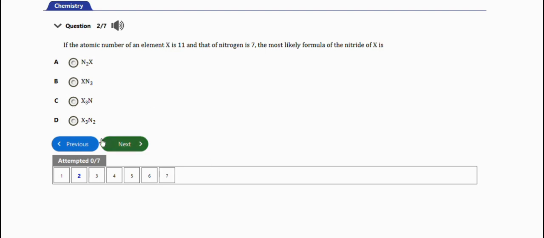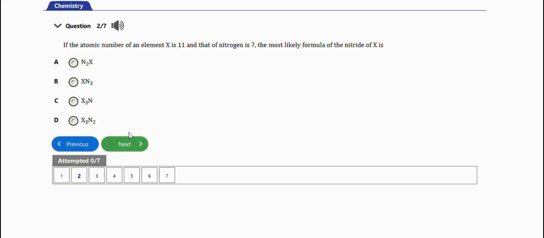So sodium gave the 3 electrons nitrogen is requiring, whereas nitrogen received the 1 electron sodium is giving out. So that's it for this question.